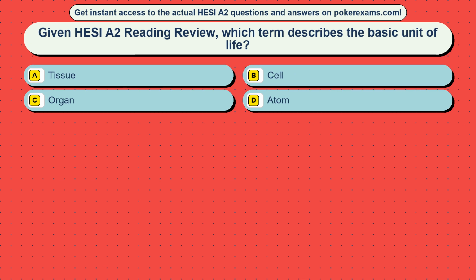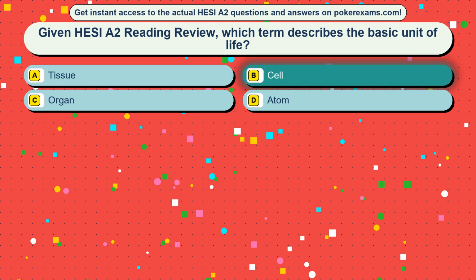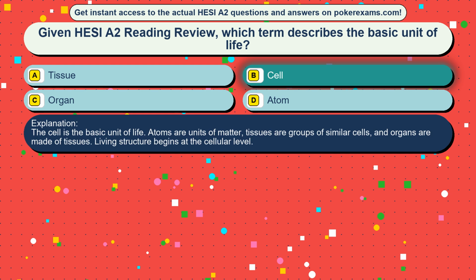Question 38. Given HESI A2 reading review, which term describes the basic unit of life? Option A, tissue. Option B, cell. Option C, organ. Option D, atom. The correct answer is option B, cell. The cell is the basic unit of life. Atoms are units of matter, tissues are groups of similar cells, and organs are made of tissues. Living structure begins at the cellular level.